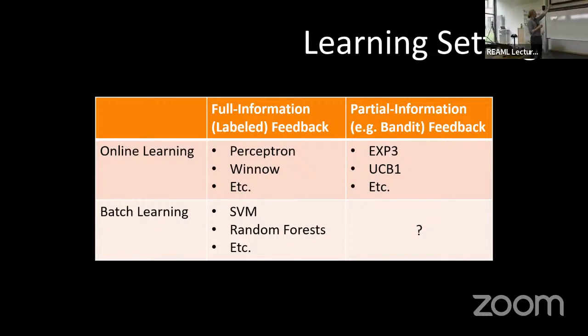For batch learning, if we have fully annotated data, like full information data, somebody tells us this is the correct label for this classification, there's a ton of algorithms for that, right? SVMs, random forests, all kinds of deep networks.